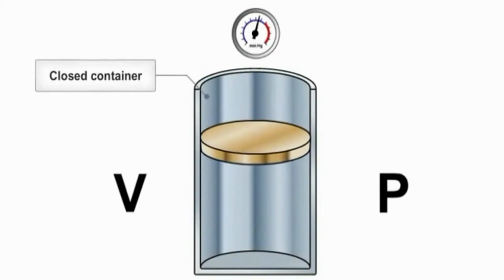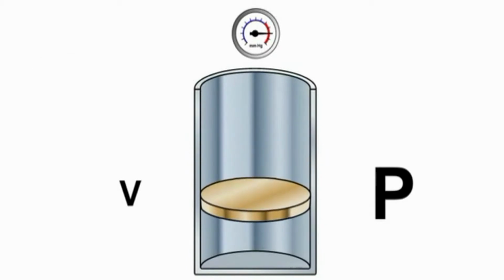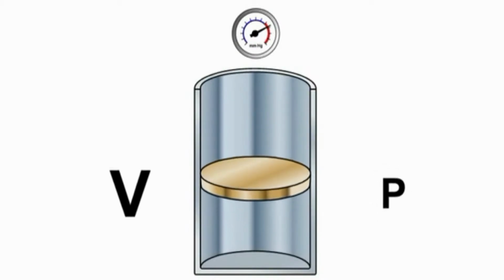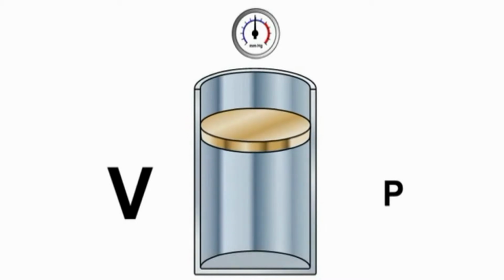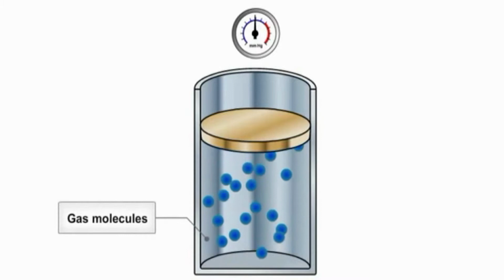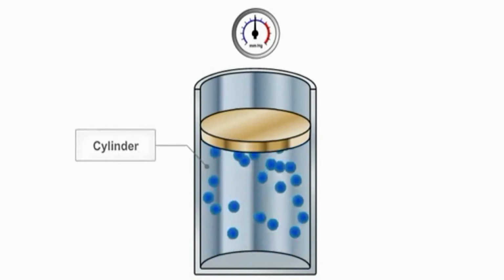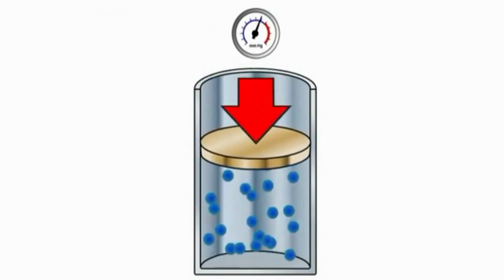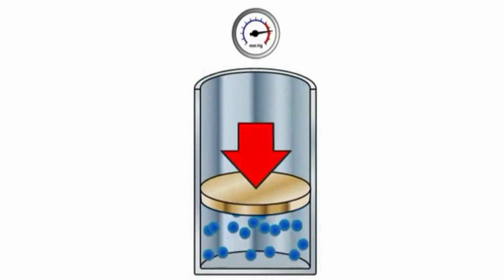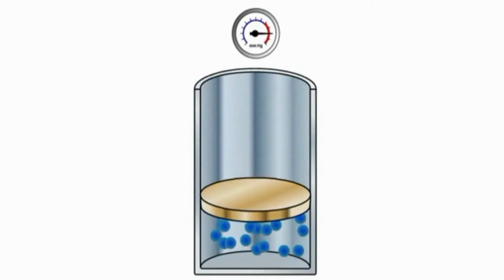If the size of a closed container is decreased, the pressure inside the container increases. If the size of a container increases, the pressure of the gas decreases. Imagine a gas, shown here as blue molecules, inside a cylinder with a movable piston and a pressure gauge. If the piston is pushed down, the available space inside the cylinder is reduced, which compresses the gas.